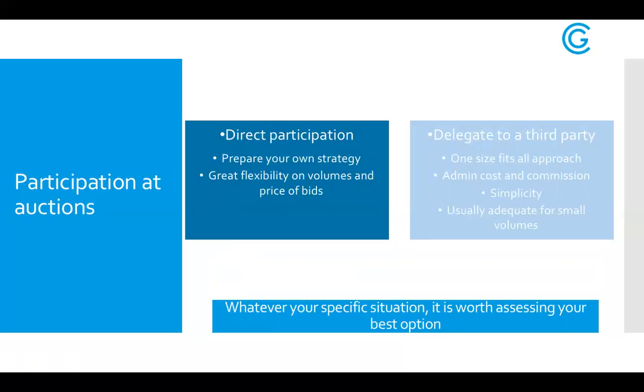It is rather a simplistic approach, but it does bring some simplicity and makes your life easier, and is usually adequate for organizations that need only small volumes of allowances. You typically will have much less flexibility on volumes and price for bids. So whatever your specific situation, we do have advice for you in this webinar. And one of them is that it's worth assessing what is your best option, either directly participating at auction or delegating your participation to a third party.